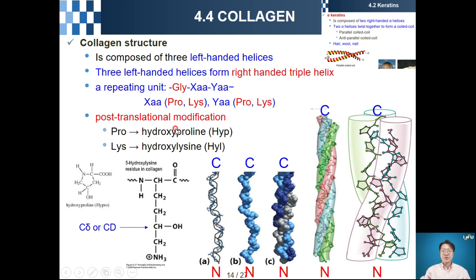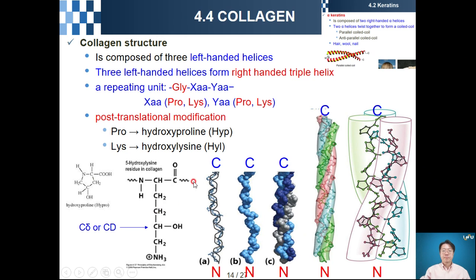Because they have proline and lysine in the repeating unit, post-translational modification usually happens. For example, this is proline. Proline has C alpha, C beta, and C gamma carbons. Usually the C gamma carbon is a methylene, meaning CH2, but instead of H, an OH is bound to this C gamma carbon. This one we call hydroxyproline.